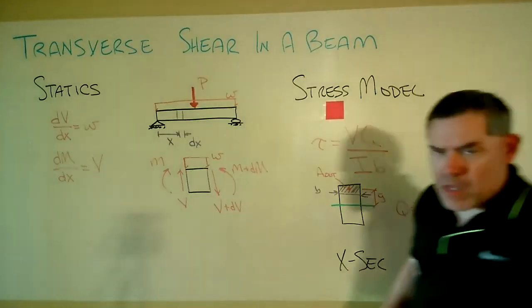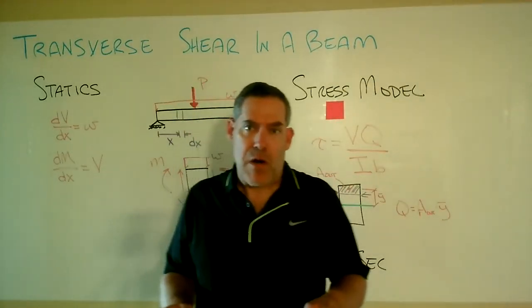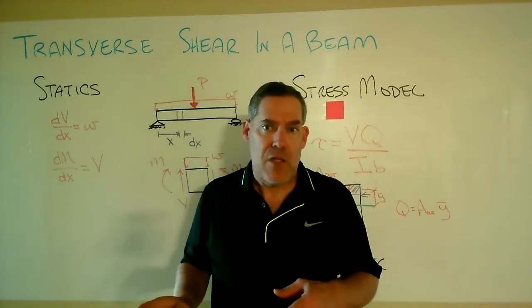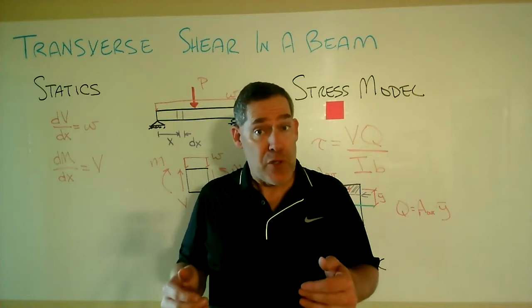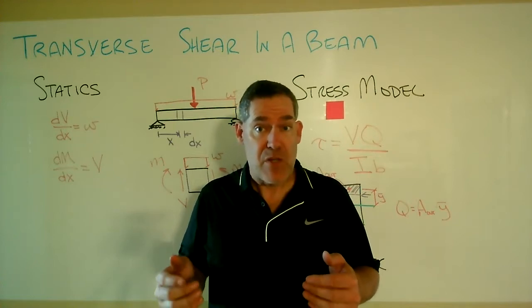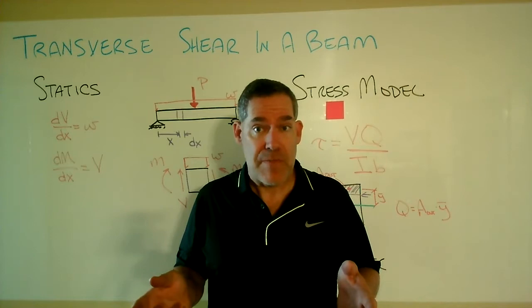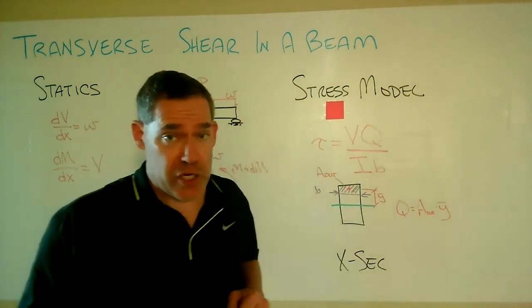All right, let's set the context for our next module. We just got done looking at flexural stresses from bending, and those were normal stresses on the cross section from either smiley face or frowny face bending. Now we're going to look at shear in the beam.